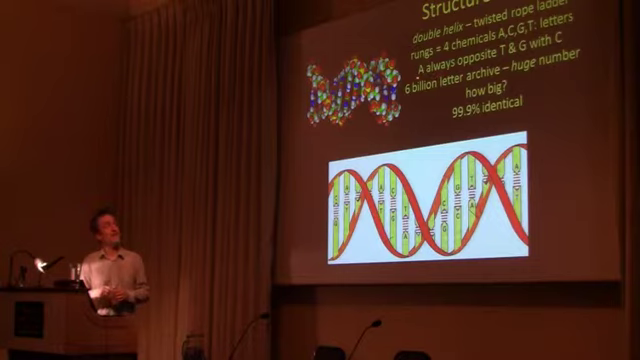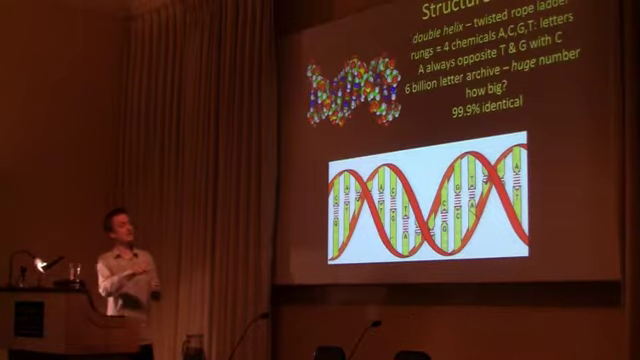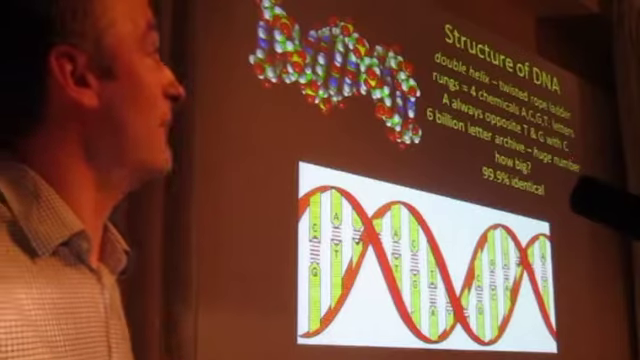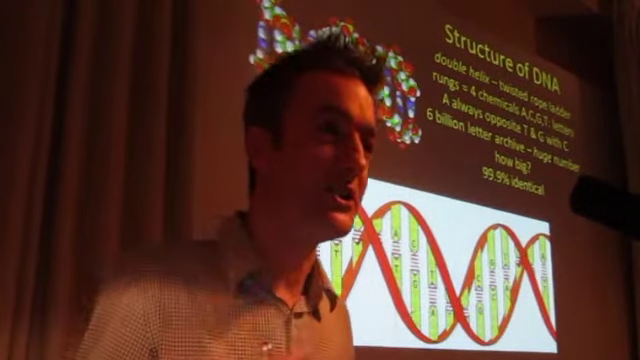Now, there's one thing I'd like you to try to remember about these four letters. It's that the A letter is always opposite the T letter, and the G always opposite C. So look down here. Here we've got an A. What's opposite? A T. Here we've got a C, goes with a G. T goes with an A, and so on and so forth. And actually, you can tear the DNA strand apart, and that's how we make new DNA for the next generation.